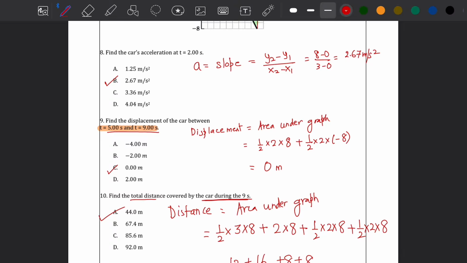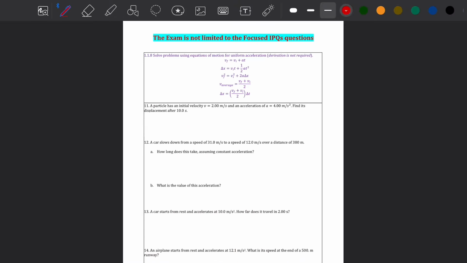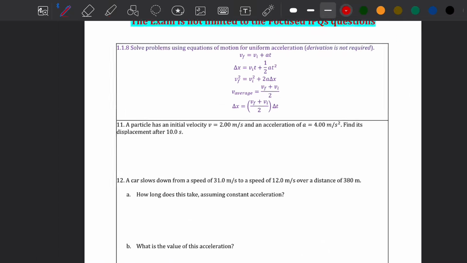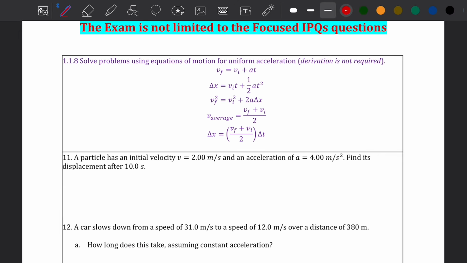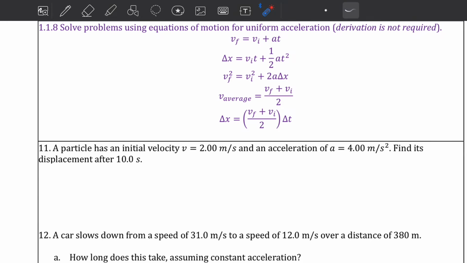Okay, let's check the next page. Now we have got a set of equations to solve for objects which are moving with uniform acceleration. These equations will be there in the equation formula sheet. You need to choose it or take the formula from the formula sheet. So for that, first we'll write the given and then we'll choose the formula.